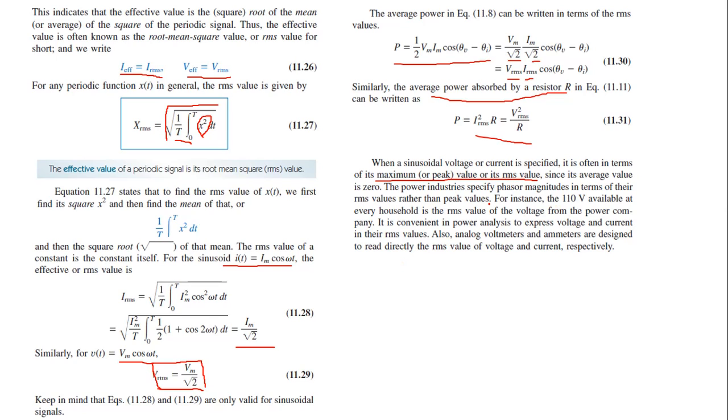We know that in household appliances we use a value of 230 volts, right? That 230 volts actually represents the RMS value of voltage from the power company. Here 110 volts is given because the textbook is from a western country, where they have 110 or 120 volts. In India we use 230 volts, and that 230 volts actually represents the RMS value of voltage.